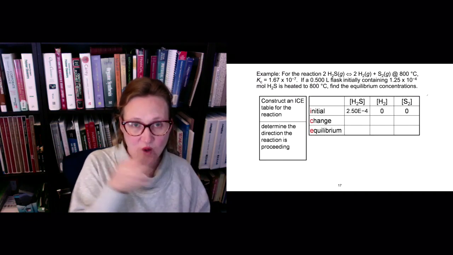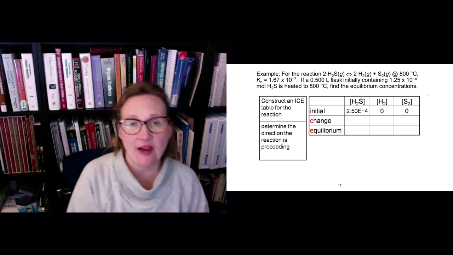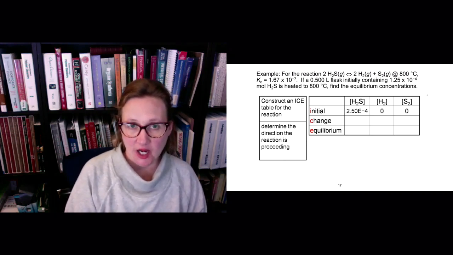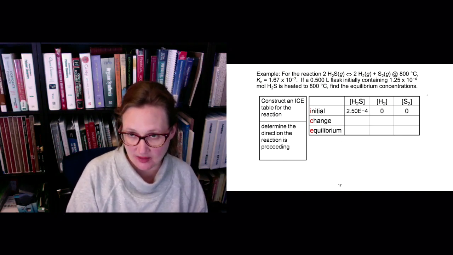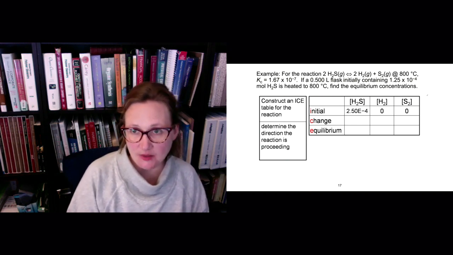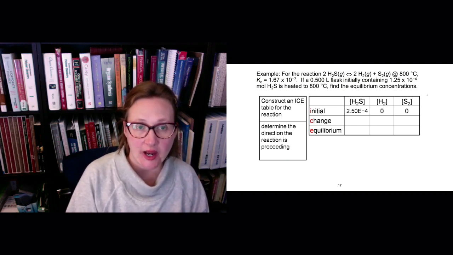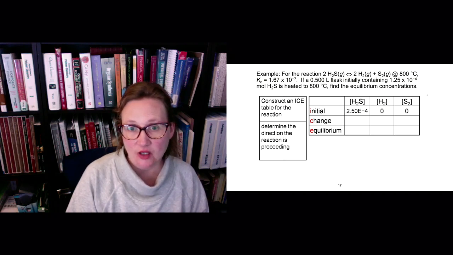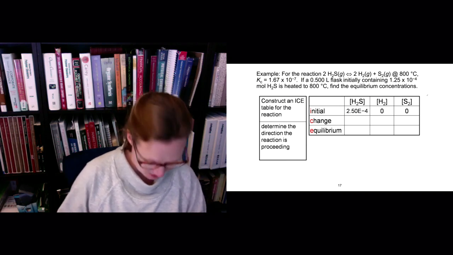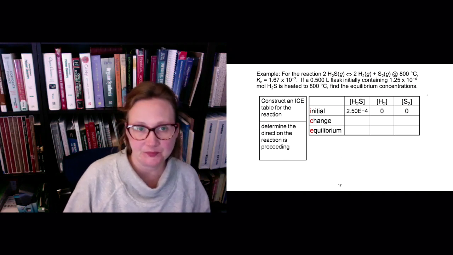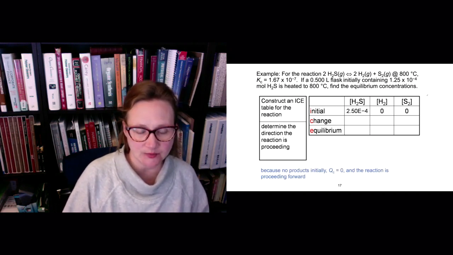All right, so let's do an example. We have this reaction of H2S forming 2H2 plus S2 gas. We're given a Kc, and we have our reaction in a flask, and we're given the initial concentration of H2S. We're going to find those equilibrium concentrations.